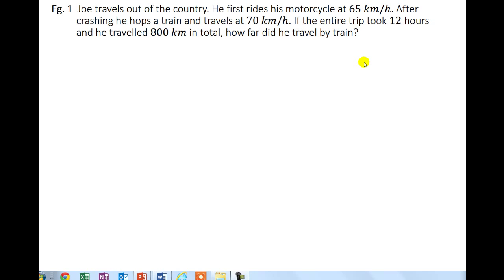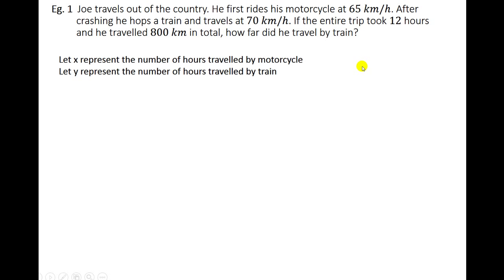train? Step 1, let's identify some variables. So, let x represent the number of hours traveled by motorcycle. Let y represent the number of hours traveled by train. Please also recall the distance formula. Distance equals speed times time.